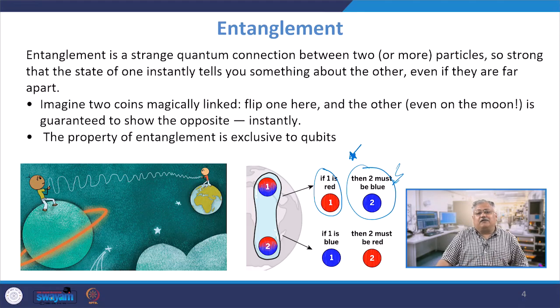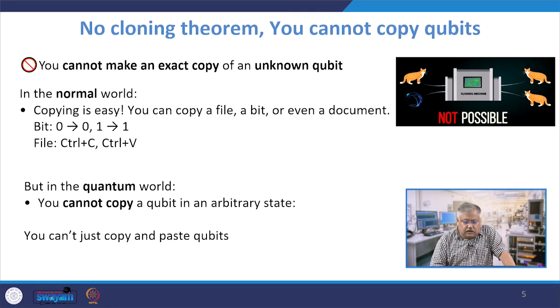Though they are far apart, it effectively means that anything happening on Earth influences the state of the entangled bit, and distance is not the problem; it can be done at any point of time. And since the information can travel at the speed of light, you will instantly see a change in the qubit state. Now, if you have an unknown qubit, you cannot make an exact copy of it, and it is not possible as such.